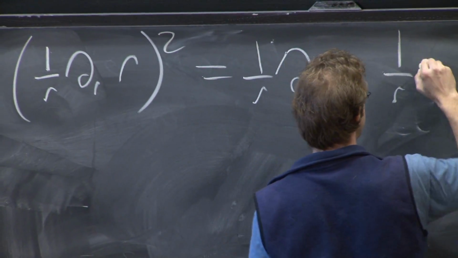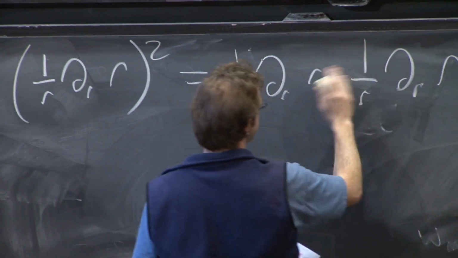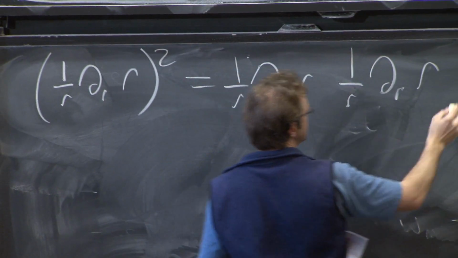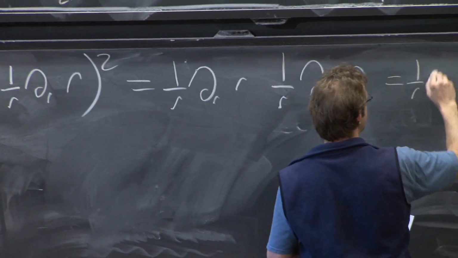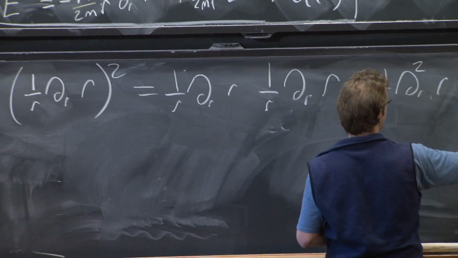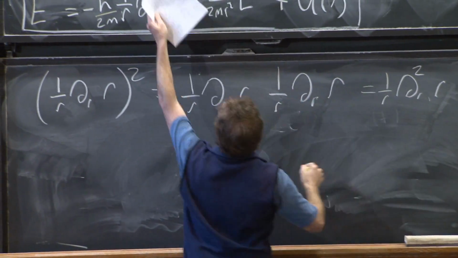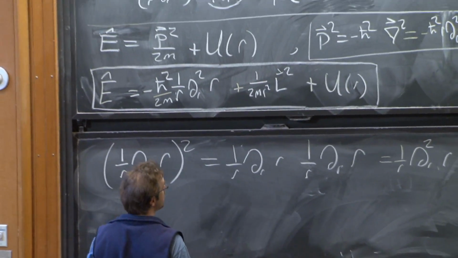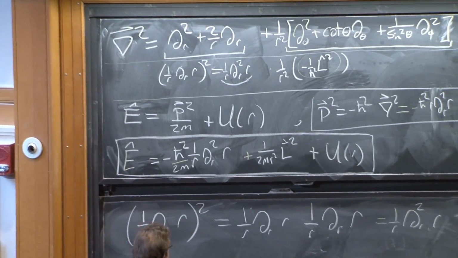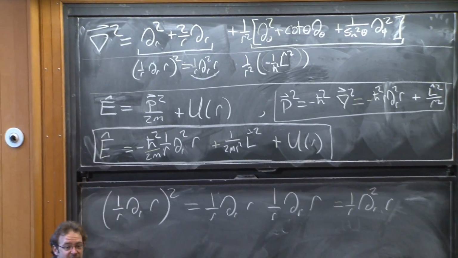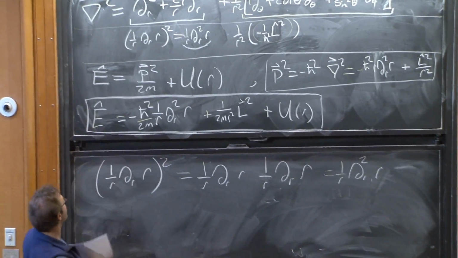1 over r dr r. These guys cancel, right? 1 over r times dr. So this is equal to 1 over r dr squared r. But why is this equal to dr squared plus 2 over r times dr? And the answer is they're operators, and so you should ask how they act on functions. So let's act how they act on functions.